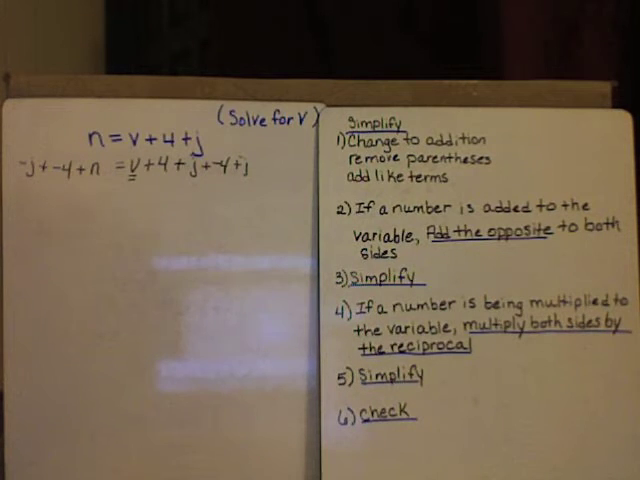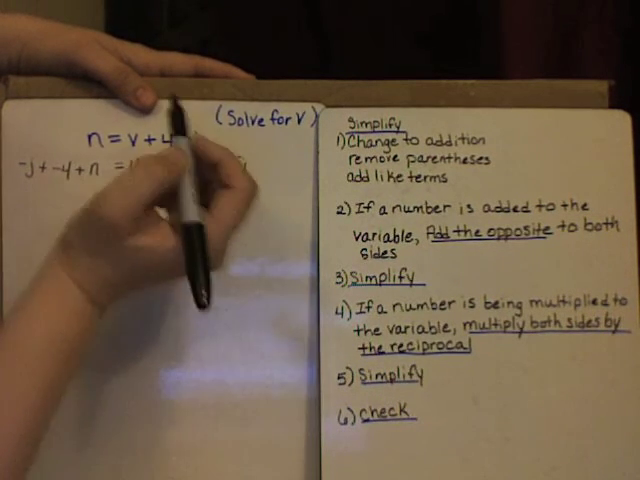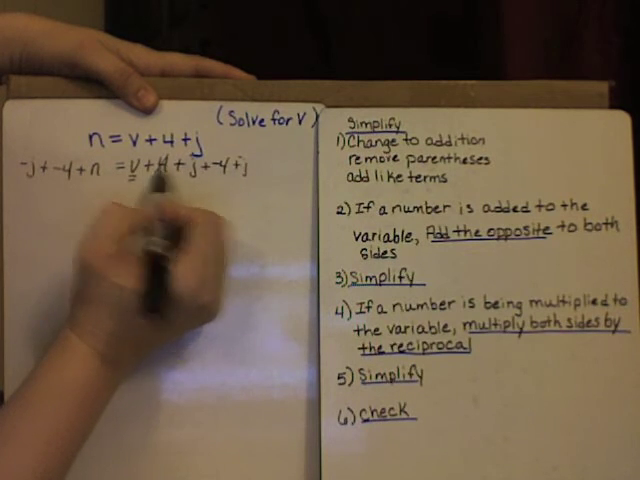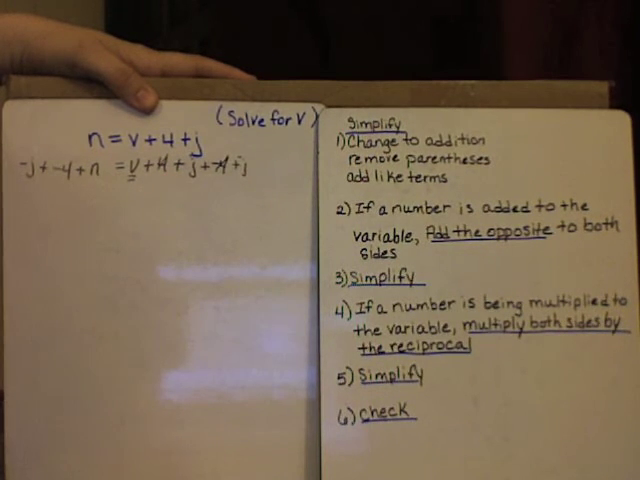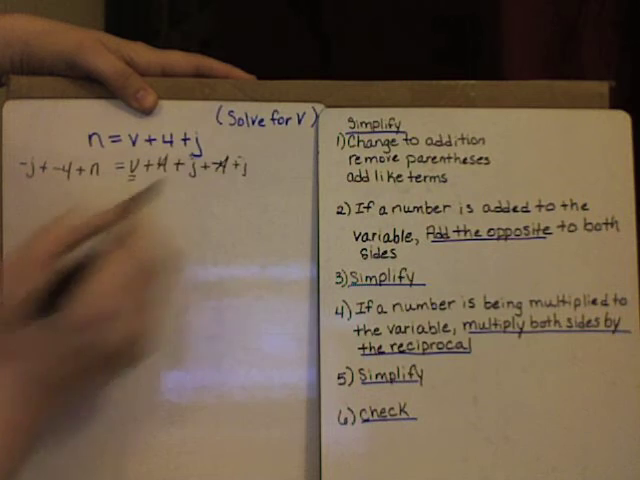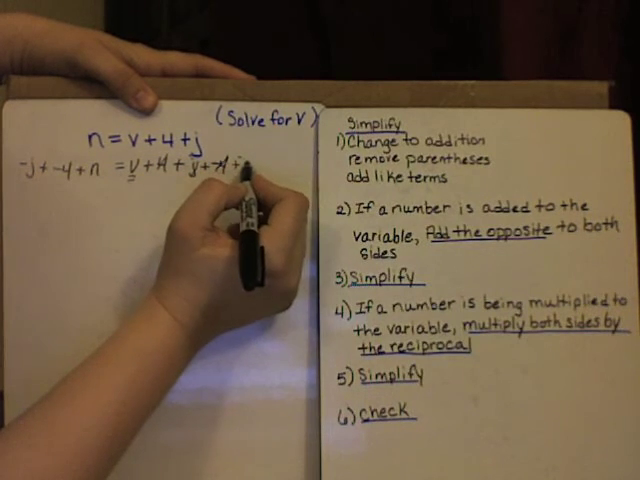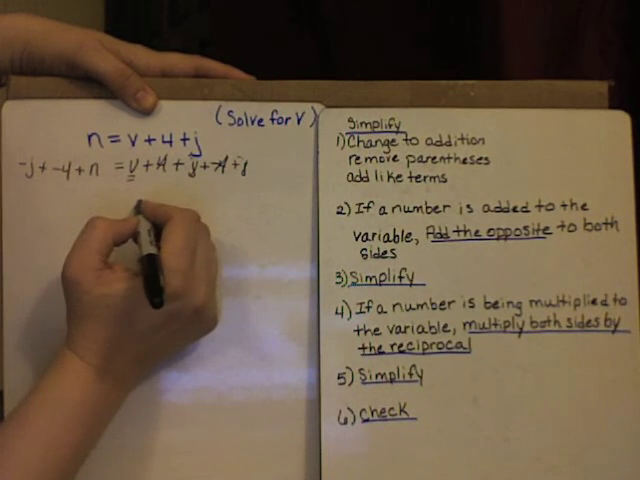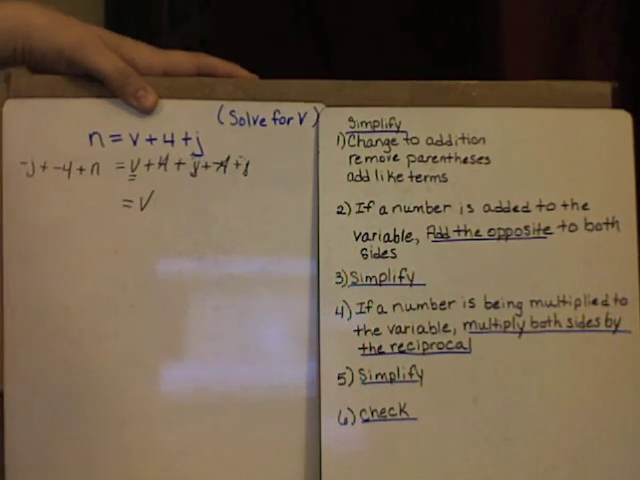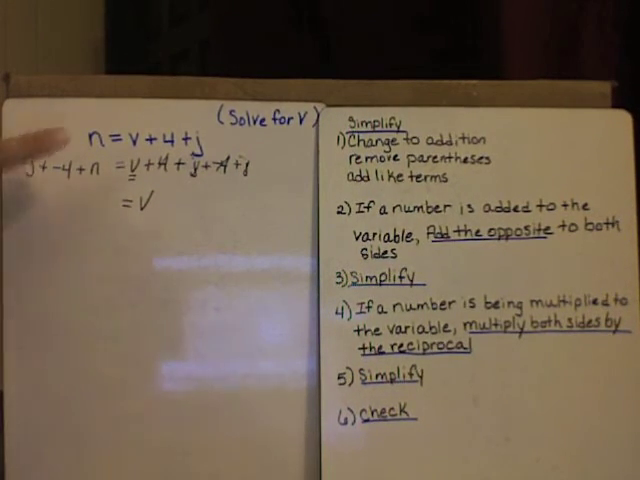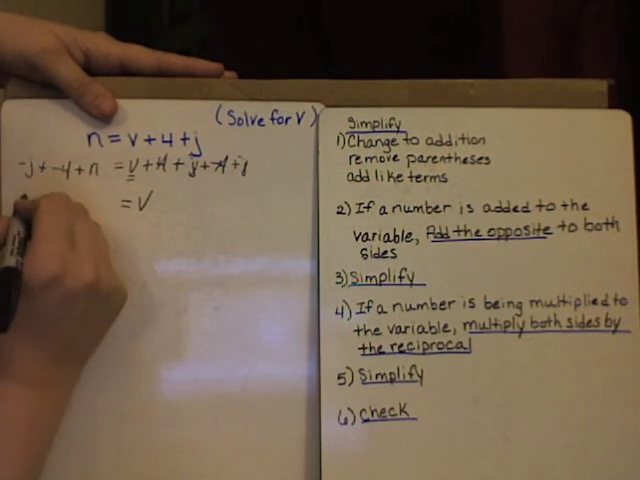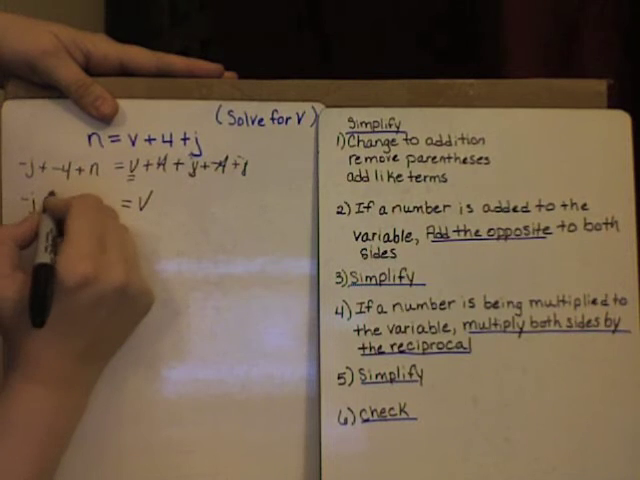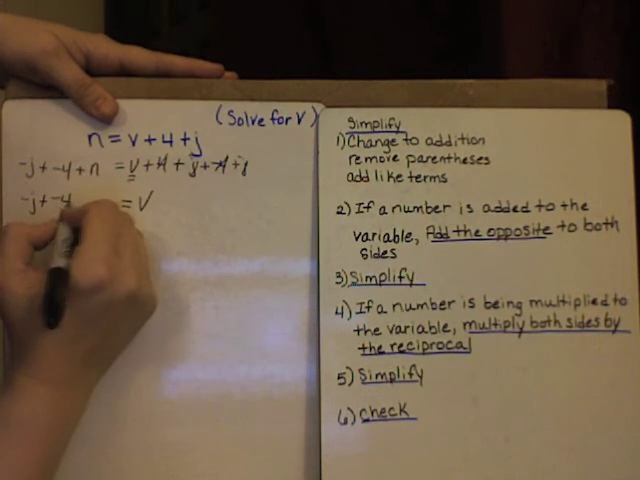If we simplify it out, on the right side of the equation, our 4 and the -4 will cancel out, just like we wanted it to, and the j and the opposite of j will cancel out, just like we wanted it to. So that leaves us with v on the right side. On the left side, we have no like terms, nothing that we can add together or combine, so the answer is simply opposite of j plus -4 plus n.